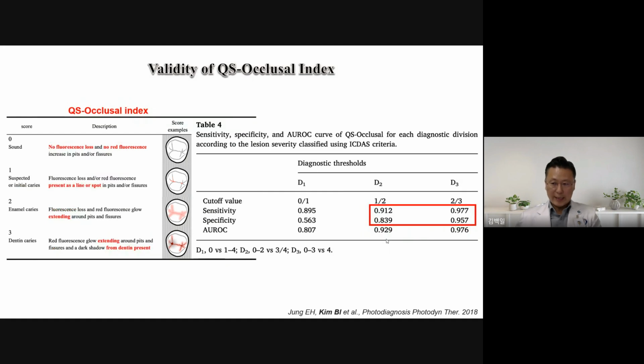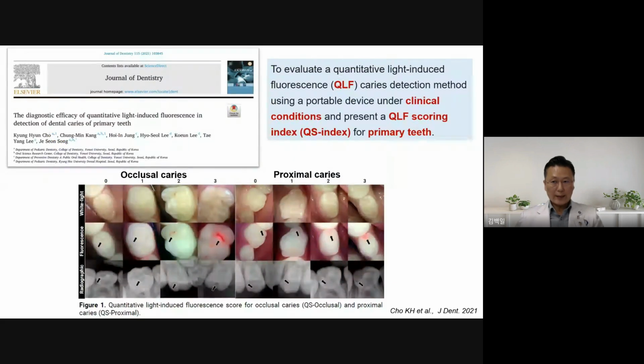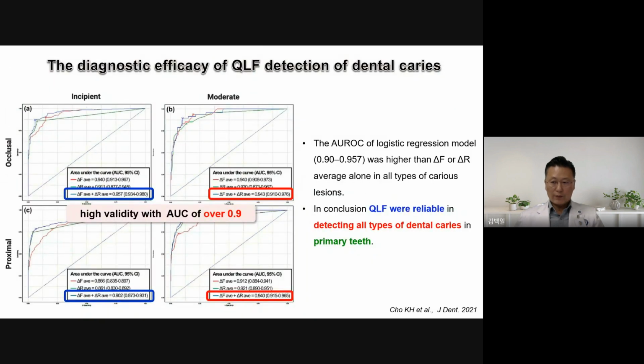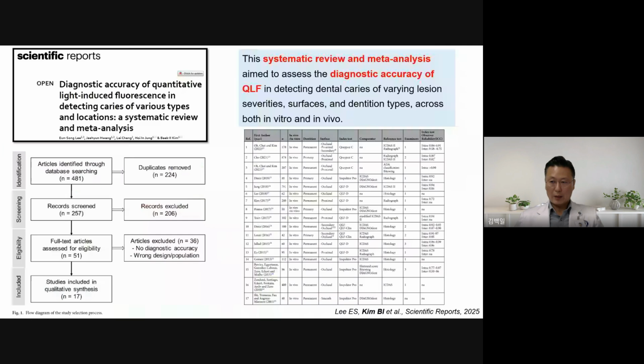Also, sensitivity and specificity are over 0.9. These two studies focused on the permanent tooth in a clinical setting. We also applied this technology to deciduous teeth in pediatric dentistry. We detected occlusal caries and proximal caries in deciduous teeth, and we also have very high validity in detecting the caries lesion.